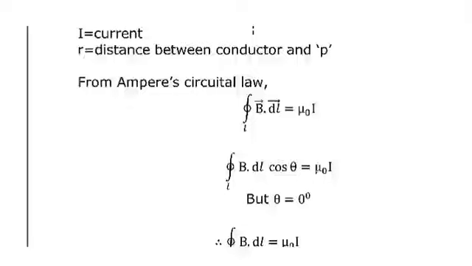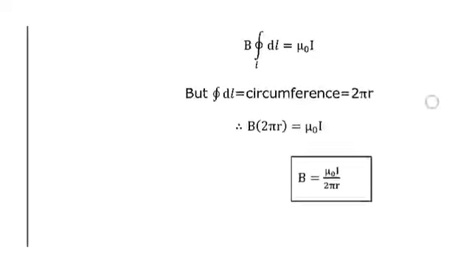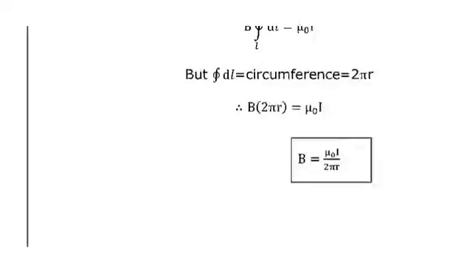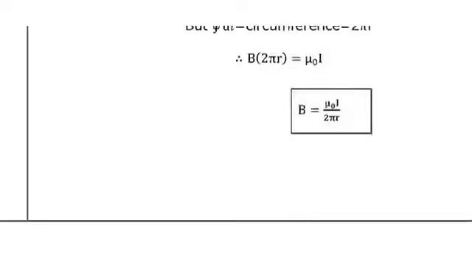Now I can substitute line integral dl as 2 pi r. Remaining is B in the left hand side. So in the left hand side I have 2 pi r into B, which is equal to mu naught into I. I want the expression for magnetic field. So I will rearrange that equation and get B is equal to mu naught I divided by 2 pi r. It is a so simple derivation.